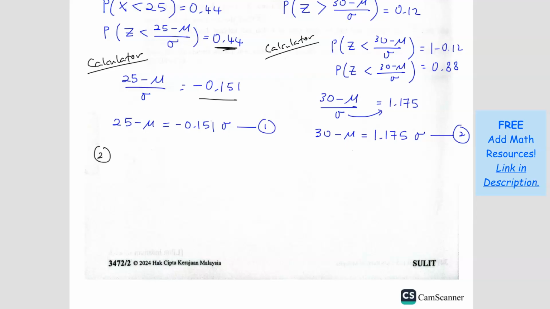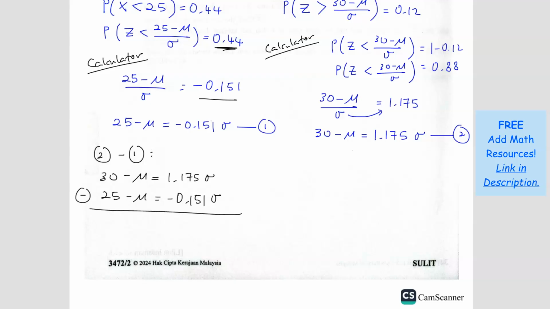How do we do it? We just subtract. So that means I'm going to use the second equation minus the first equation. 25 minus mean equals negative 0.151. Okay, so 30 minus 25 is 5. Negative mean minus negative mean eliminate, so no more mean. And then 1.175 minus negative 0.151, I should get 1.326.